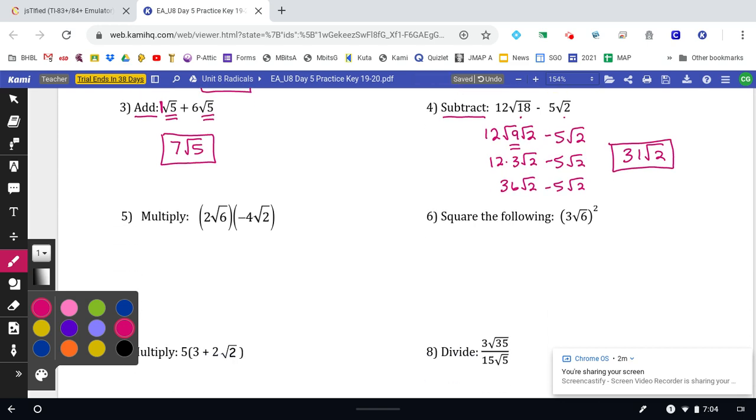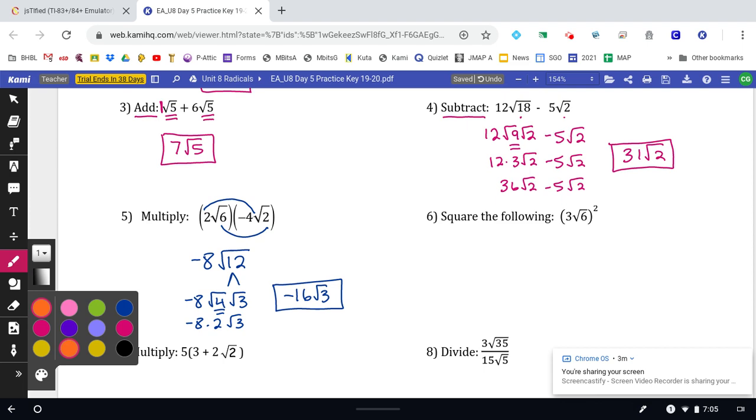Number 5. All right, so when I'm multiplying, multiply the outside numbers, multiply the inside numbers. So 2 times negative 4, negative 8. 6 times 2 gives me the square root of 12. Now I want to break down my 12. So that's going to be the square root of 4 times 3. The square root of 4, we know, is 2. So this is going to give me negative 16 radical 3.